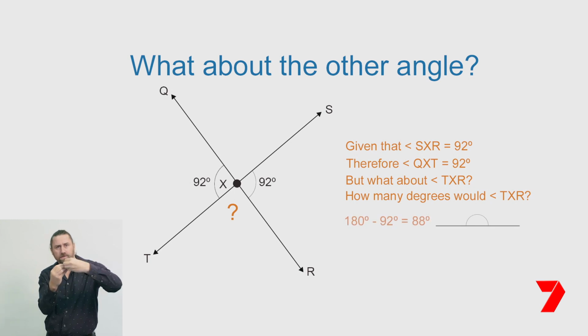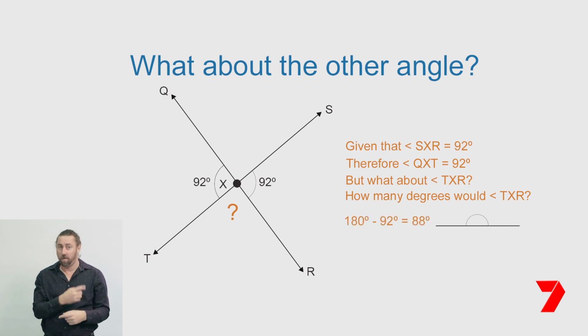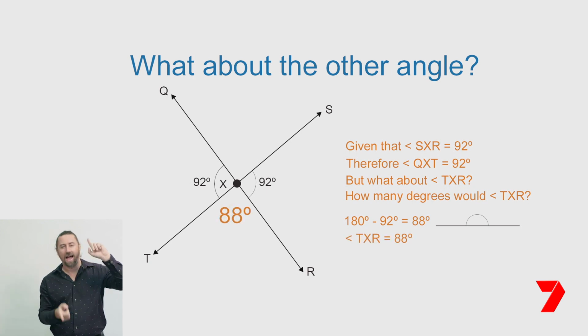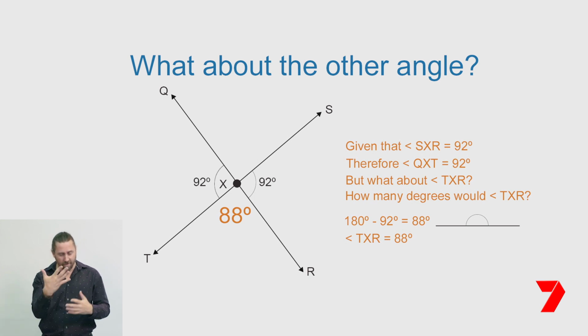So we need to subtract 92 degrees from 180 degrees to reach our answer of 88 degrees. Wow, you've done some great work this lesson. Now you're thinking about vertically opposite angles. Can you think of some other real-life examples?